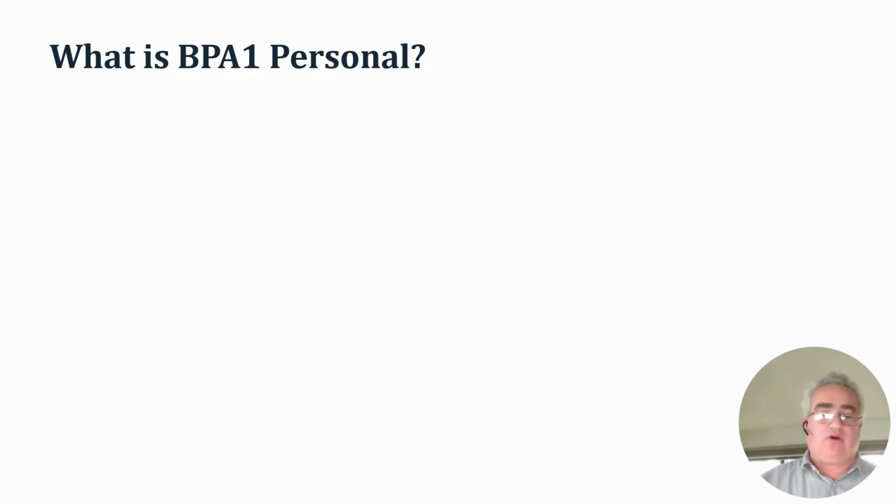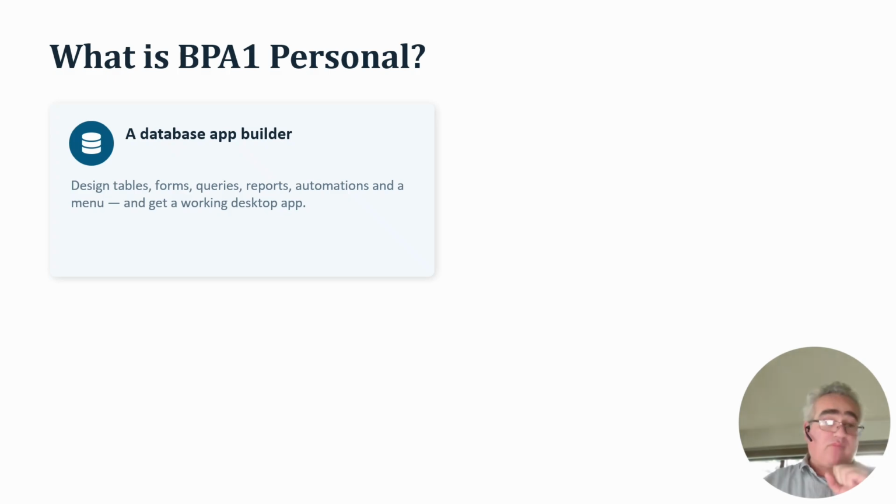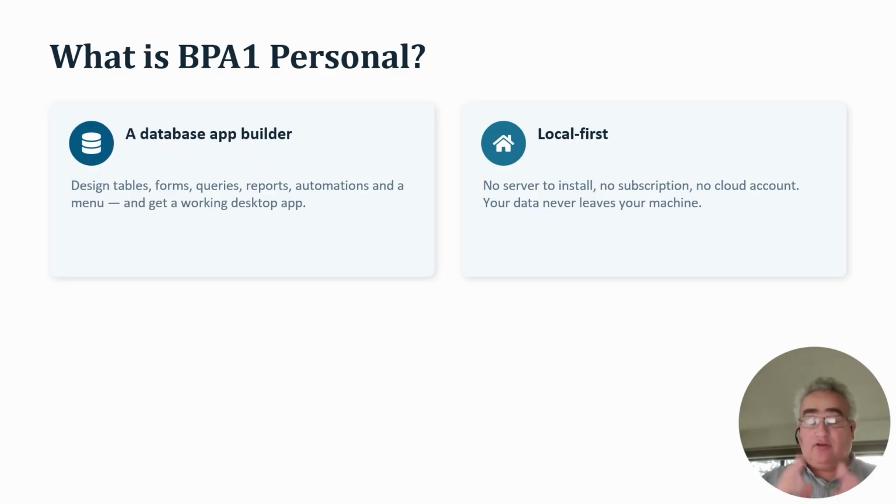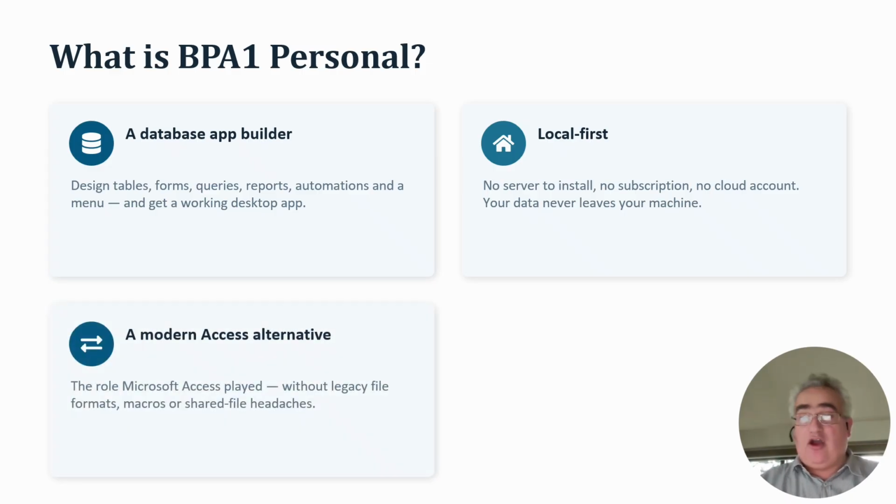So what is BPA1 Personal? BPA1 Personal is four things. Primarily, it's a database application builder. It allows you to build tables, forms, queries, reports, automations, and a menu, and get a working desktop app on Windows and Mac OS. It's local first, so there's no server to install, no subscriptions, no cloud accounts, and your data never leaves your machine. It all sits locally.